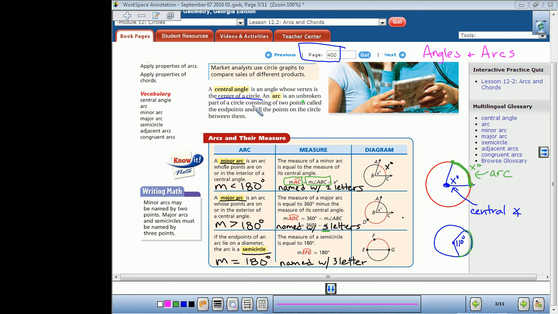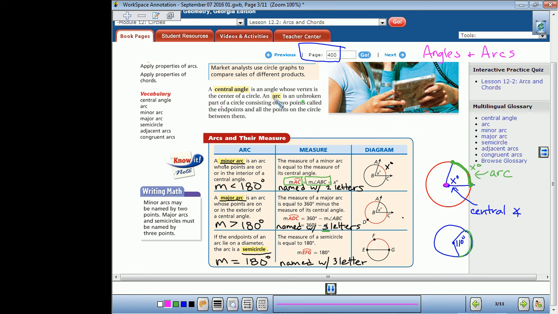Textbook, if you want to follow along. But our two major things today are central angles and their intercepted arcs. So a central angle, by definition, is an angle whose vertex is at the center of a circle. Here I've drawn a central angle, and the vertex is at the center of the circle. So this angle right here is considered a central angle.